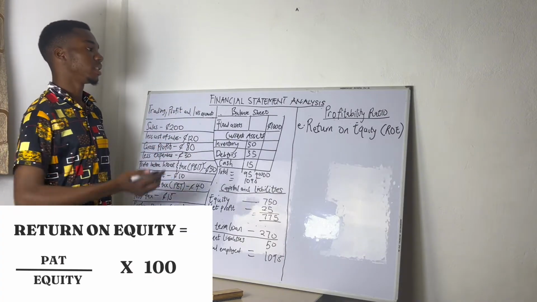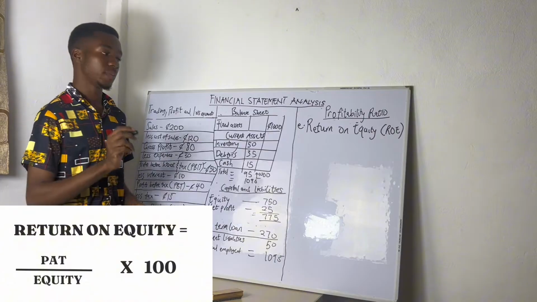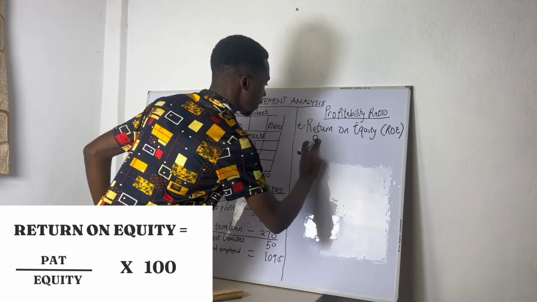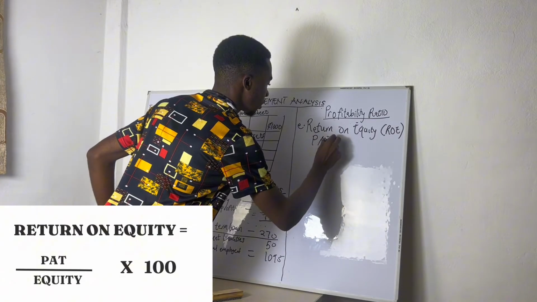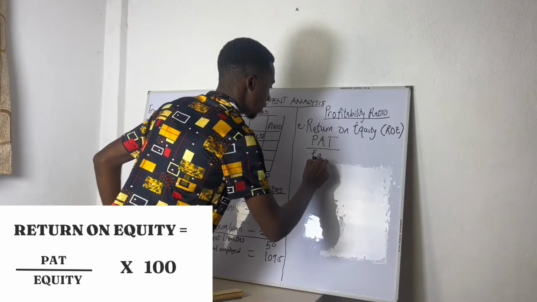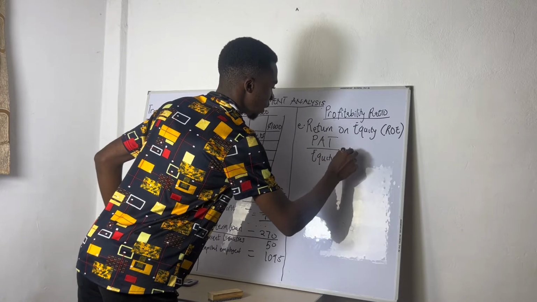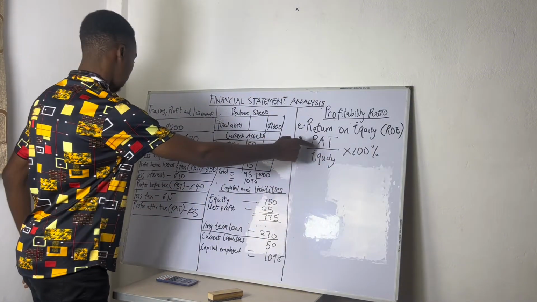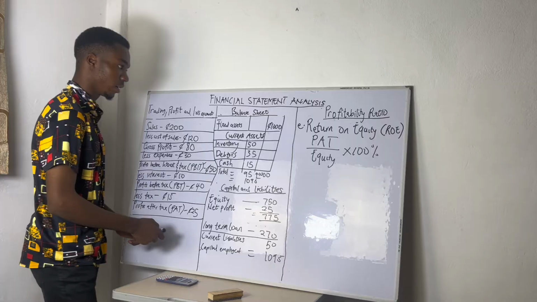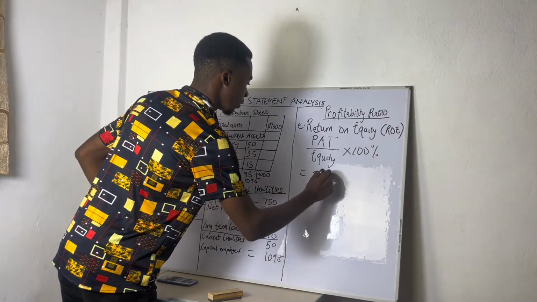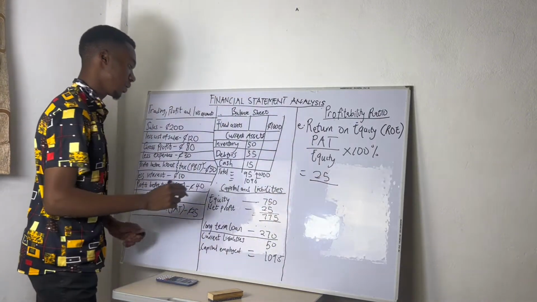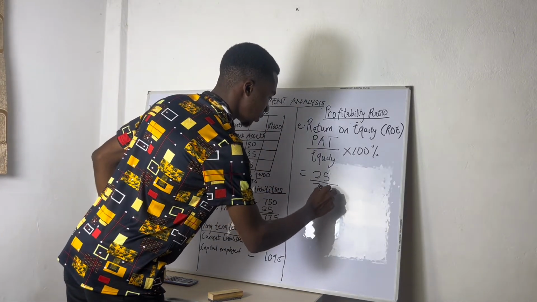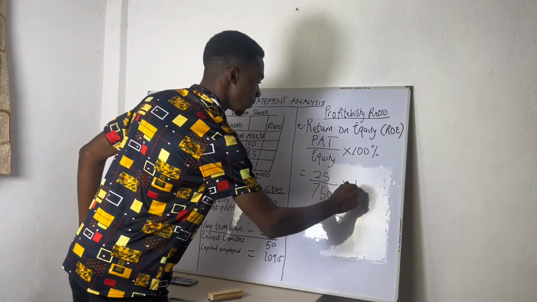The formula is profit after tax over equity times 100%. So PAT, profit after tax, over equity times 100%. Now, what is profit after tax? It is 25. So we have 25 over equity, and equity is right here, which is 750, the shareholders' funds, then times 100%.